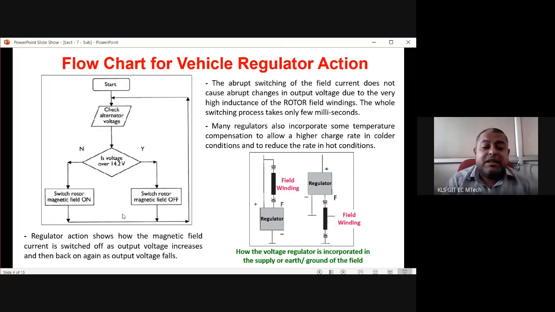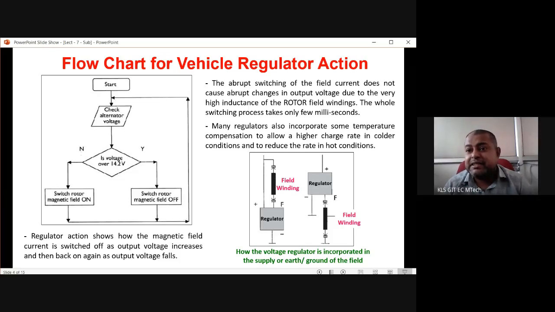But the regulator action has to be continuously changing, because the abrupt switching of the field current does not cause an abrupt change in the output voltage, due to the very high inductance of the rotor field winding. So the rotor field winding is a very heavy inductor. So a very fast change of output voltage will not happen even if we make higher current flow through the rotor field winding. It takes some time to build up.